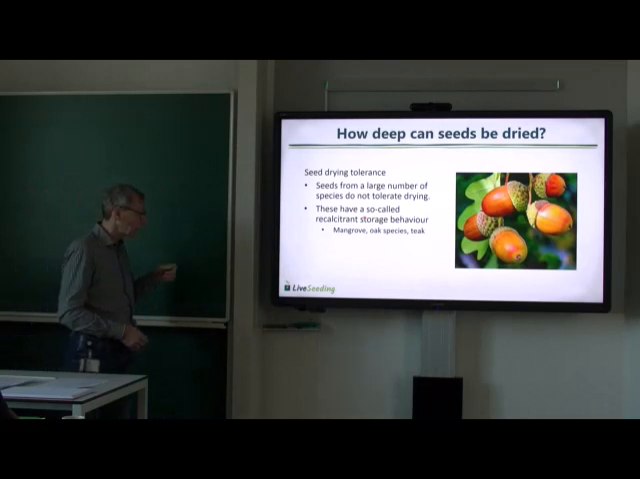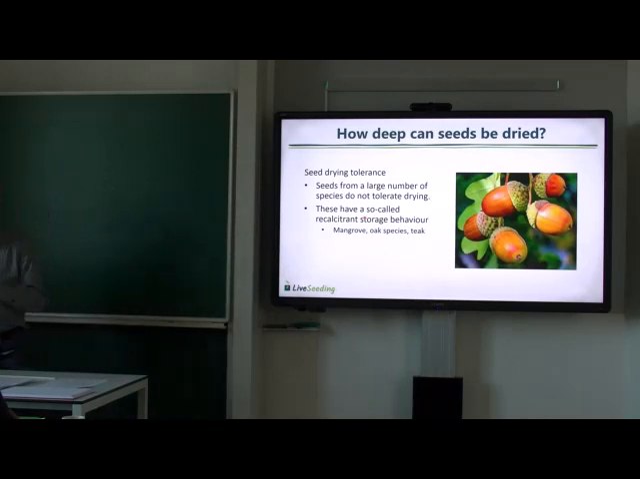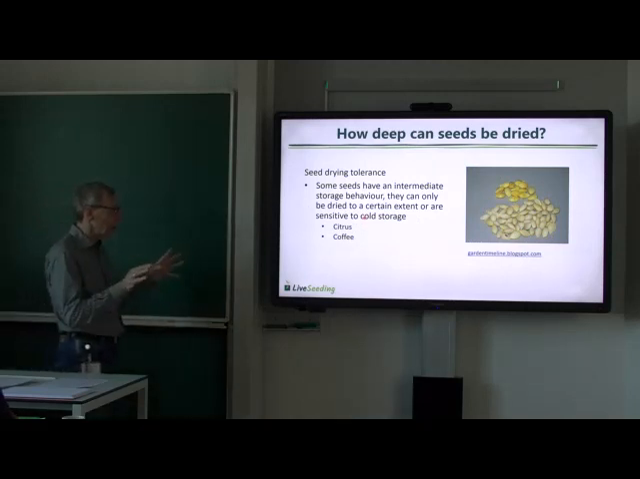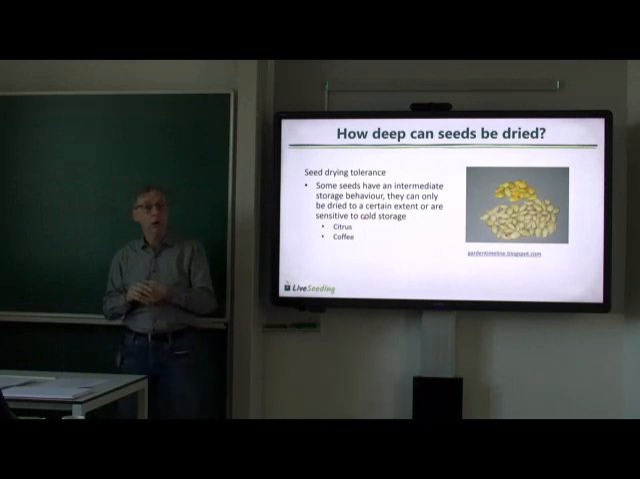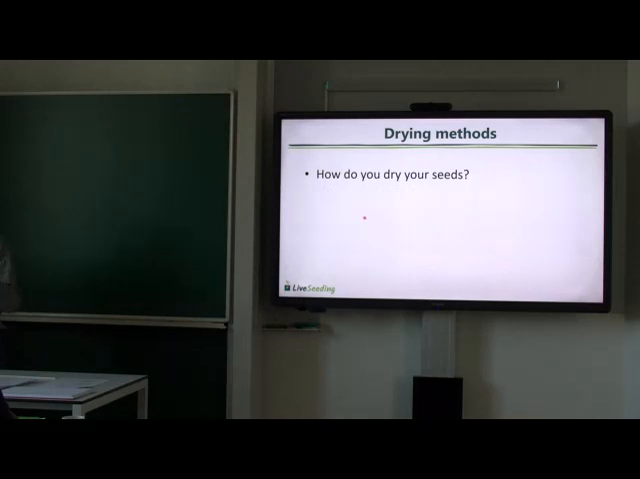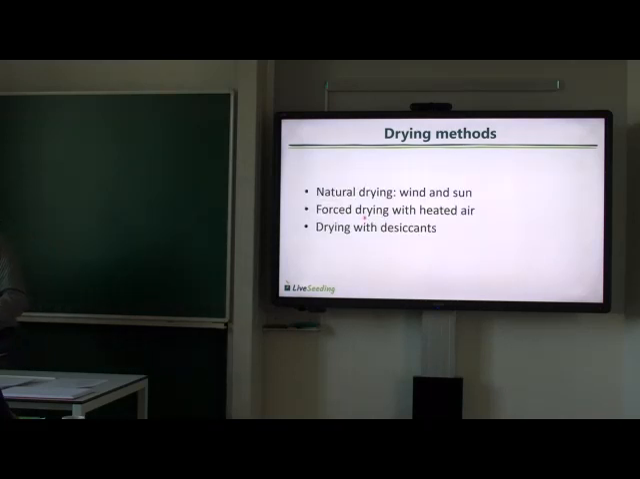Indeed many tropical tree seeds are what they call recalcitrant seeds. They're called recalcitrant because they die if you dry them. And some seeds have intermediate storage behavior. You can dry them to some extent, like citrus or coffee, and then they survive. But the recalcitrant ones die quite quickly if you dry them. But we talk about our crop seeds, and you're not working with recalcitrant seeds, fortunately. Okay, there are different ways of drying.